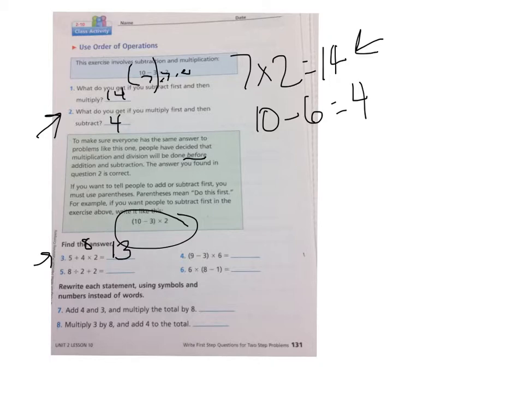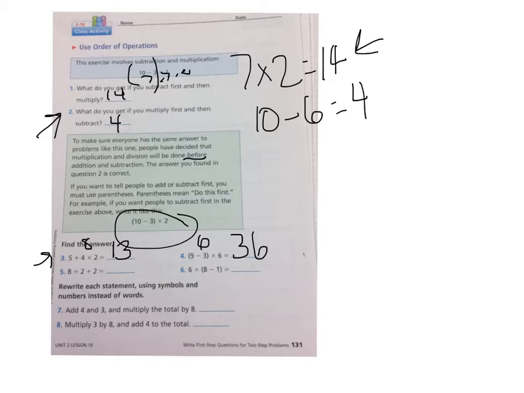Now, when I do 9, because there is the parentheses around the subtraction, I know that's what I should do first. So 9 minus 3 equals 6, and then 6 times 6 is 36. So I want you to solve these two.